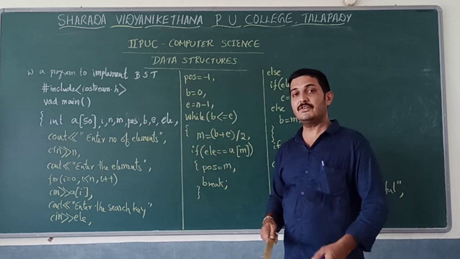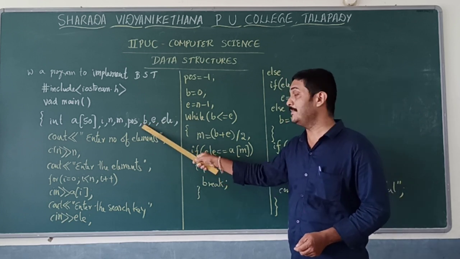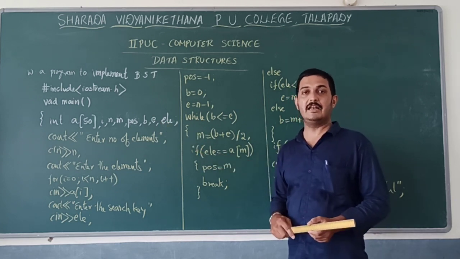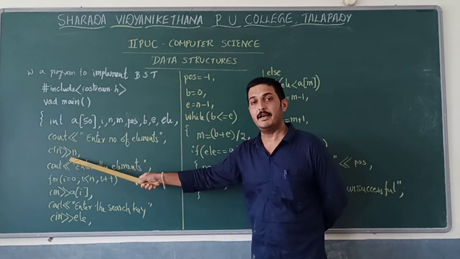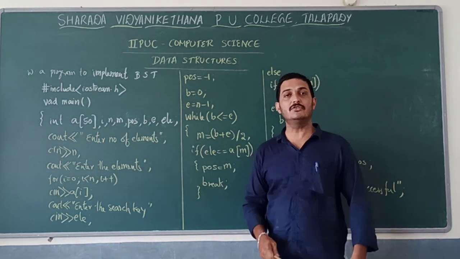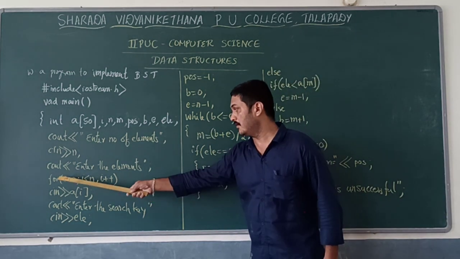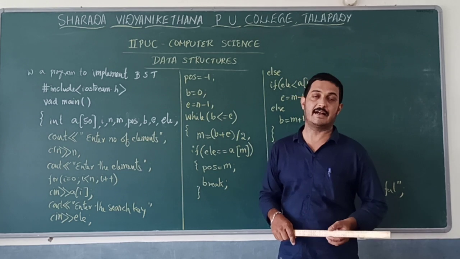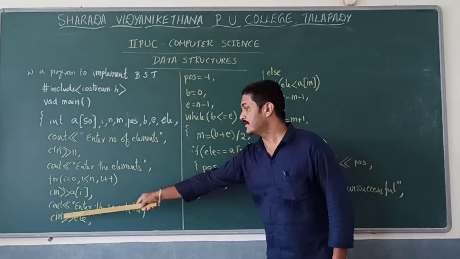And b means the location of the first element, you can say beginning. E means the location of the last element, end. And ELE means the element to be searched. Next, cout enter number of elements, cin n. Next statement is cout enter the elements. These two statements, the for statement and the cin function, perform traversal. Here, for i equal 0, i less than n, i plus plus, cin a of i, reading array elements, i is starting from 0 to n minus 1. Next, cout enter the search key, cin ELE.